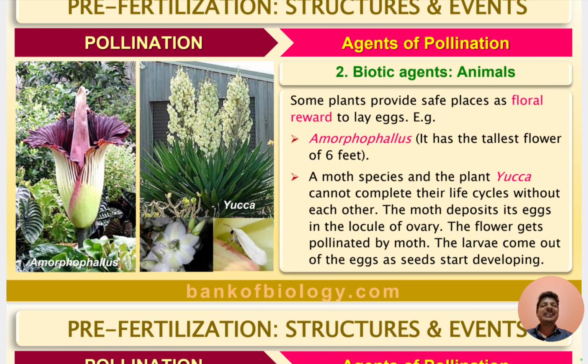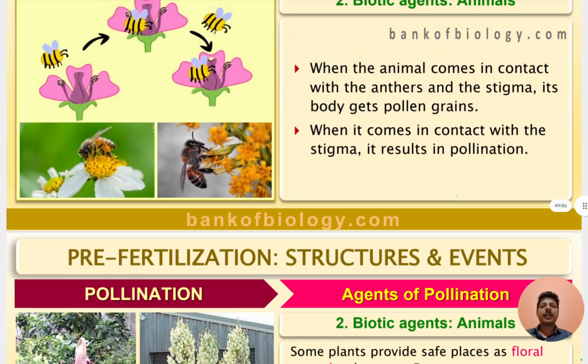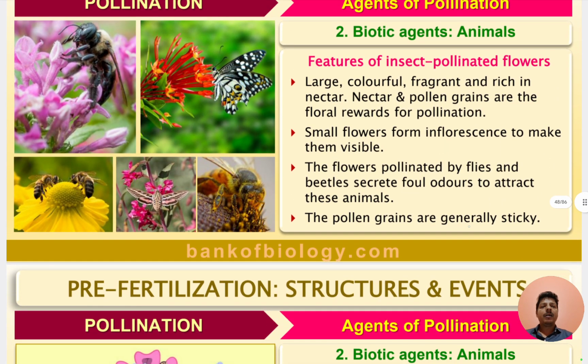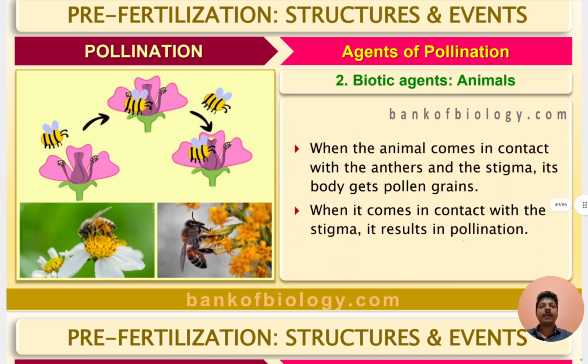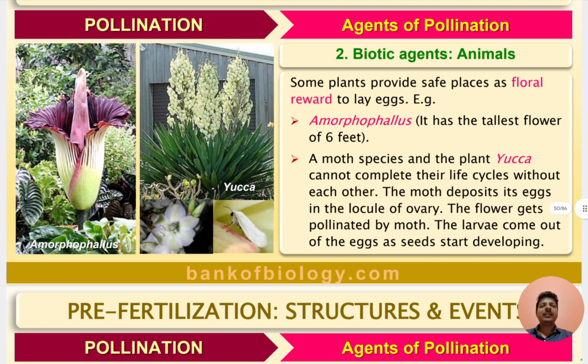Now, some plants provide safe places as floral reward to lay eggs. Some plants also provide other floral rewards besides nectar and pollen grains. They provide safe places so that animals can lay eggs. First of all, Amorphophallus. It is the tallest flower. See the diagram? It can grow to a height of 6 feet.